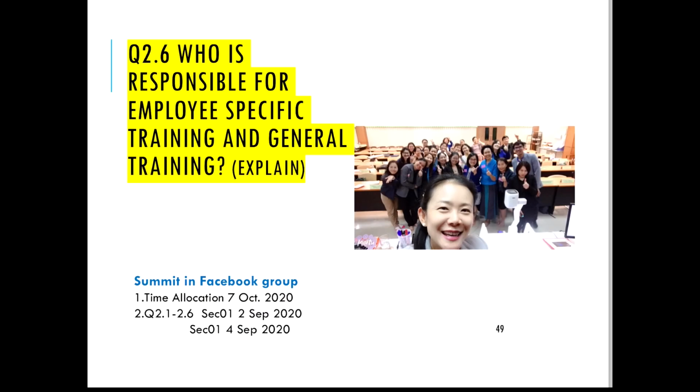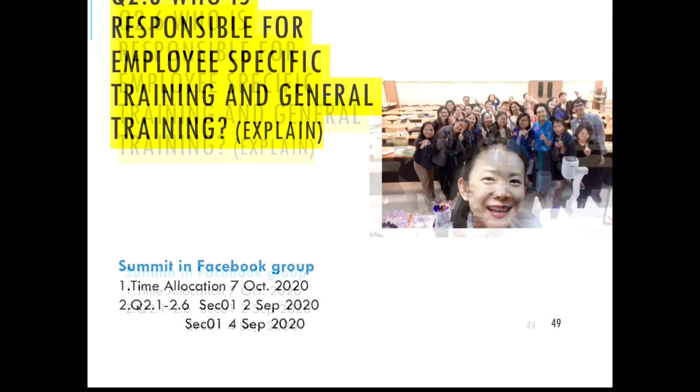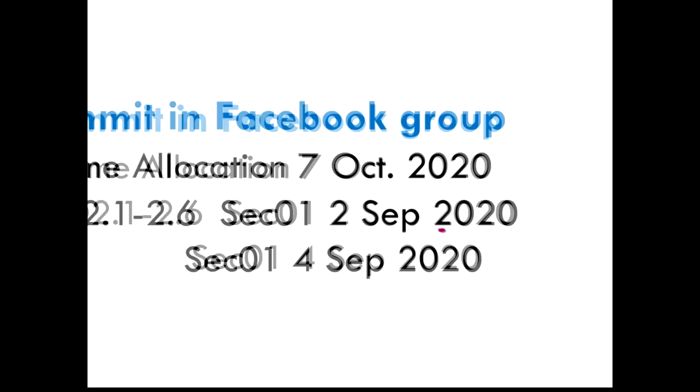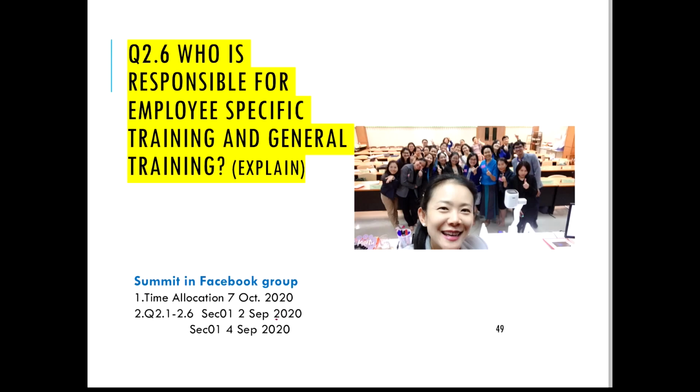So quiz number 2.6: who is responsible for employee specific training and general training? Explain. Okay, I said that you will submit number 1, number 2. Time allocation is 7 October. Quiz numbers 2.1 until 2.6, 2 and 4 September.